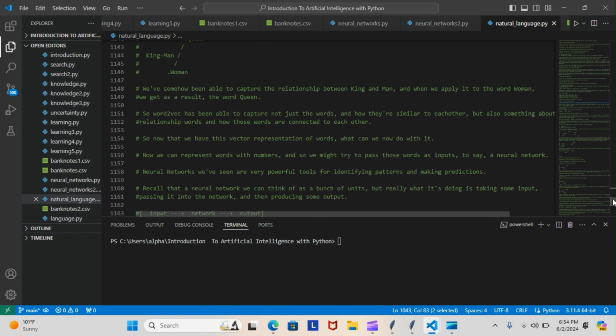Now, we've somehow been able to capture the relationship between king and man, and we apply it to the word woman, and we get a result, the word queen. So word2vec has been able to capture not just the words and how they're similar to each other, but also something about the relationships between words and how those words are connected to each other.